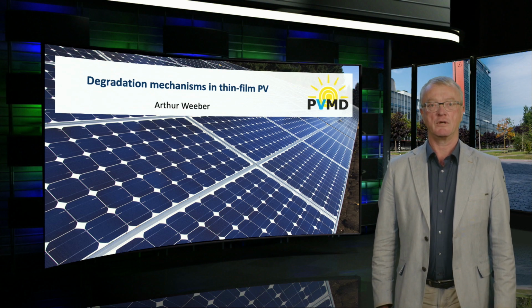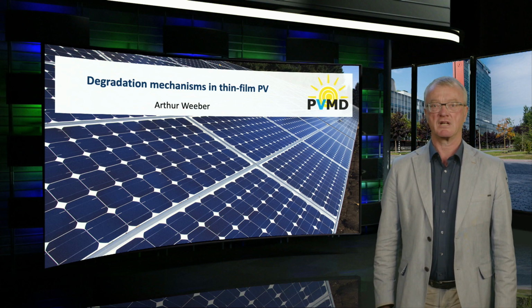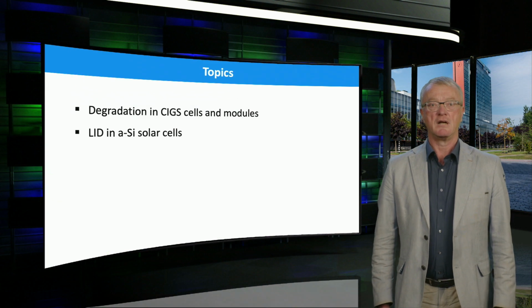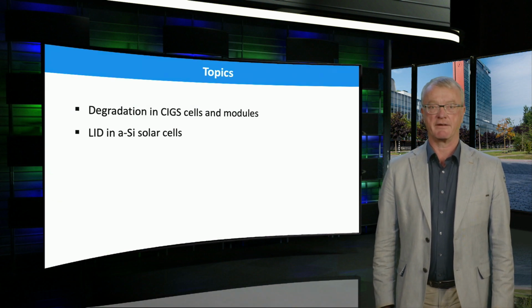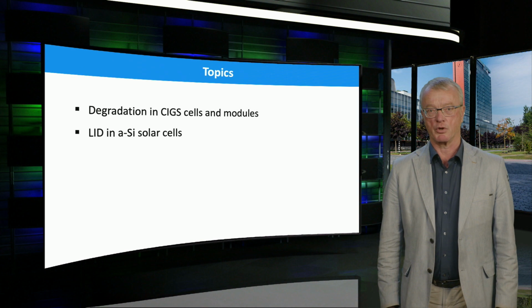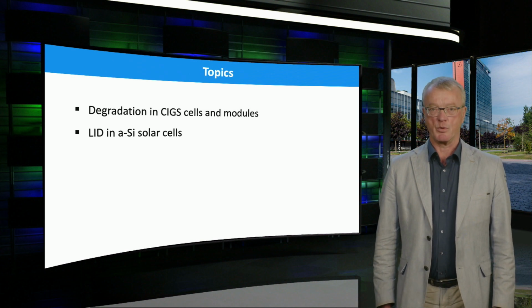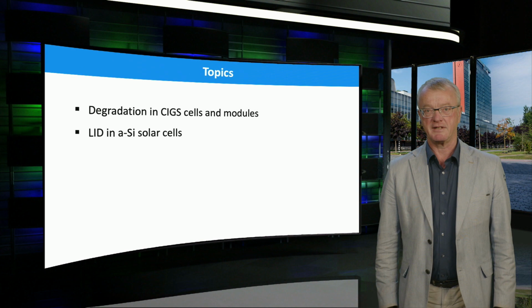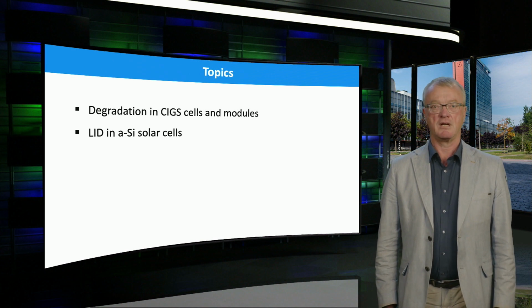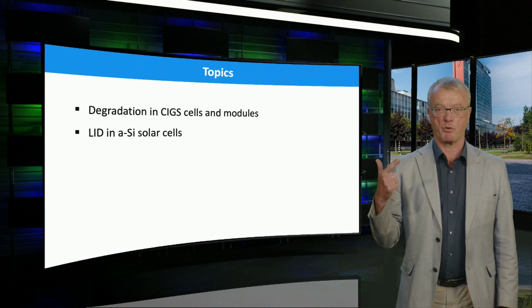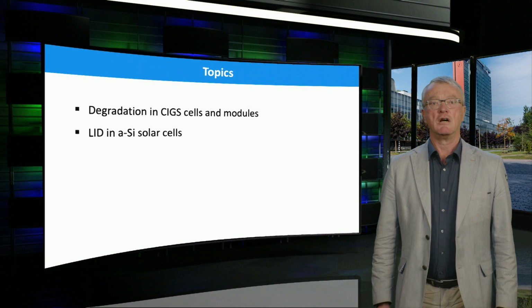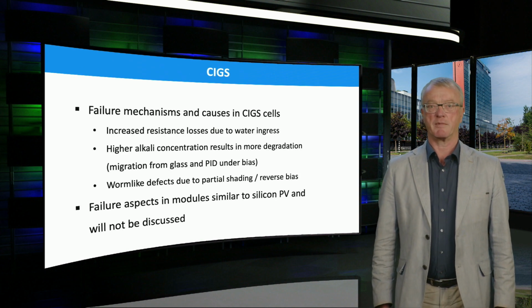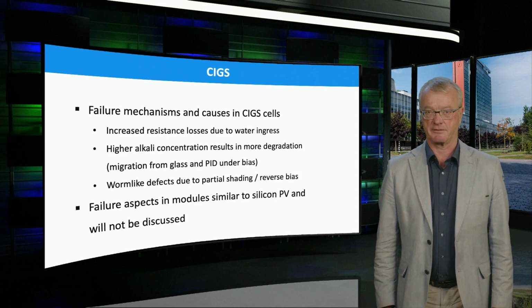In this video, we discuss degradation mechanisms in thin film PV. PV modules have a very long lifespan, but it is still important to study failure mechanisms with the aim to improve reliability. Several degradation mechanisms of two types of commercially available thin film PV technologies will be discussed: CIGS and amorphous silicon PV.